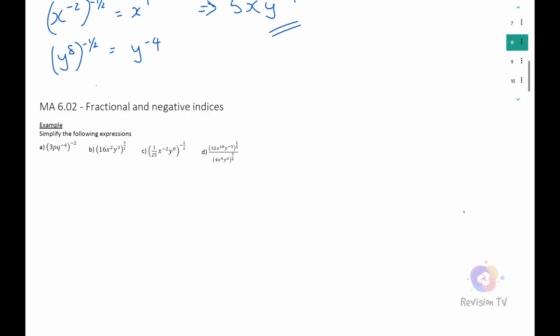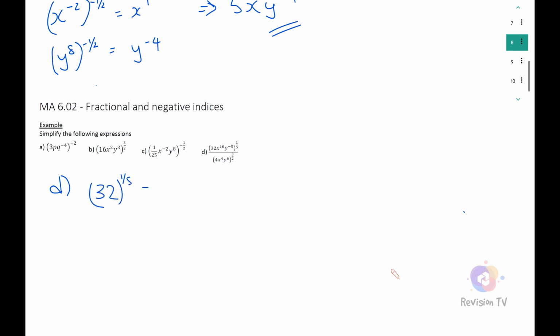So for D, I've put the questions in here so it'll be easier for everyone to read. Surely you have the notes to follow. So D, we have a numerator and denominator. So it's best to do it one by one. Let's deal with the numerator first. For the numerator, it's 32 to the power of a fifth.